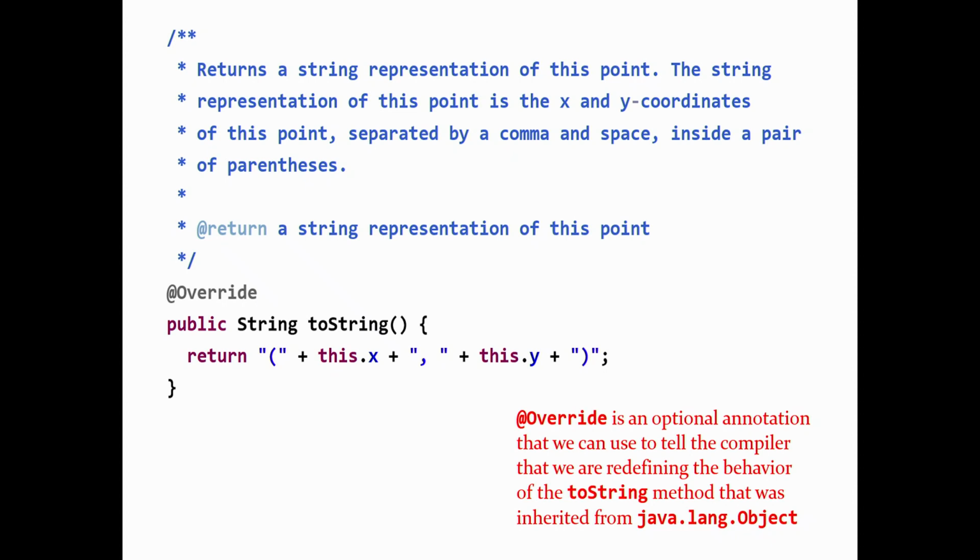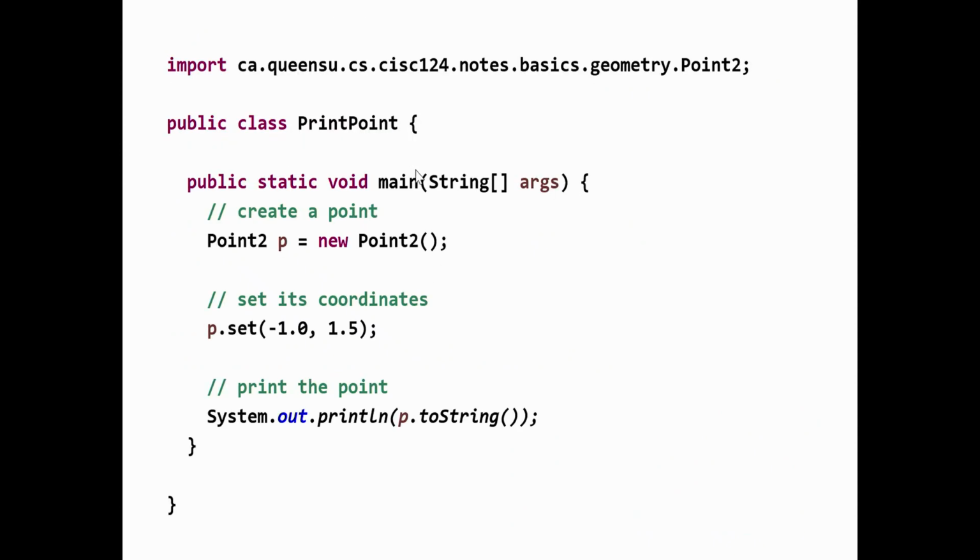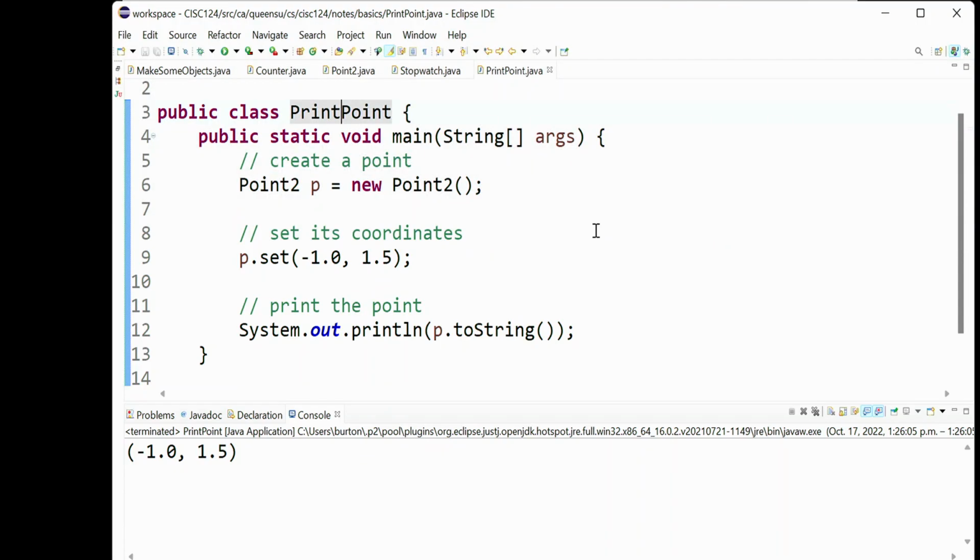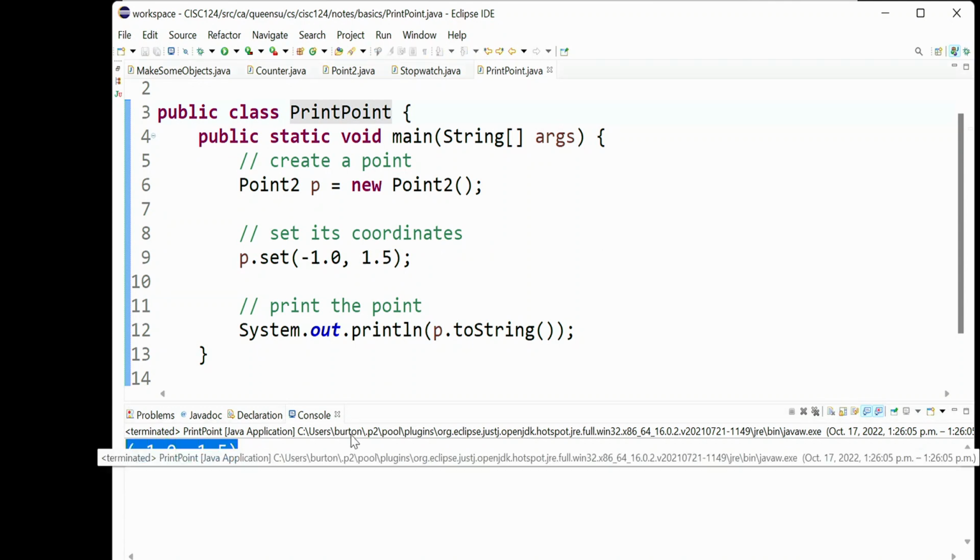Okay, now that we've got our toString method, how do you use it? Well, you can write something like this. I can make a point, change its coordinates to something other than 0, 0, and then print the point. You just use System.out.print p.toString. If you run that program, there it is right there, you actually get -1 and 1.5.